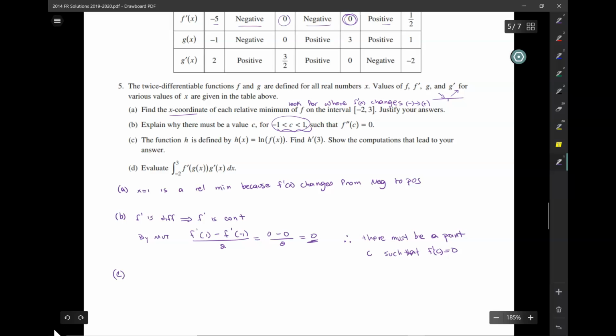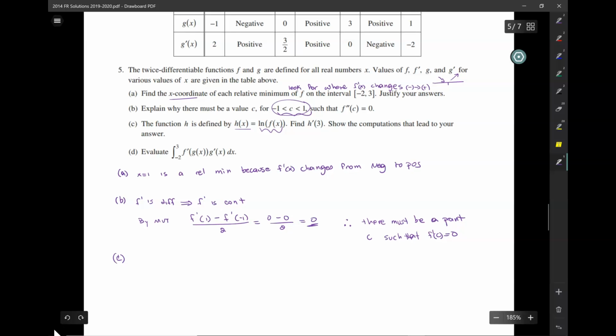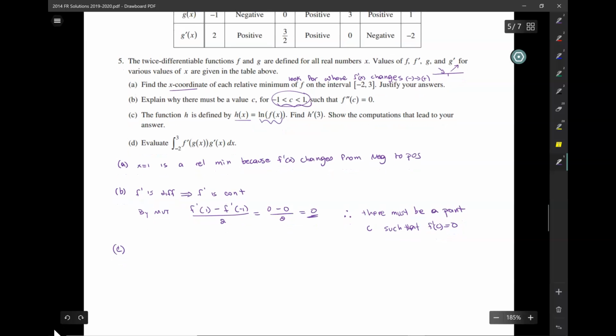C. The function h is defined by h of x is equal to ln of f of x. Okay. Find h prime of 3. Okay. Again, this is chain rule. It says to show the computations. When it says to show the computations, you want to show more work than normal, right? Okay, so h of x is equal to ln of f of x. So basically, don't skip too many steps.